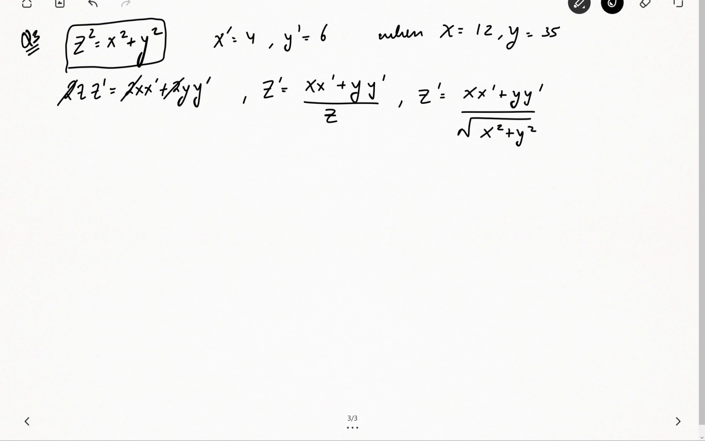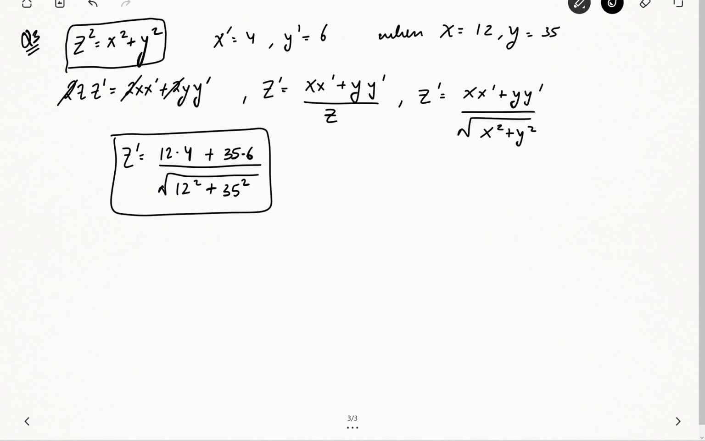So now we can just plug it in. You plug in all the values that you have, so it's going to be 12 times 4 plus 35 times 6, over the square root of 12 squared plus 35 squared. Now you can submit it as it is. Alright, let's go to the next one then.